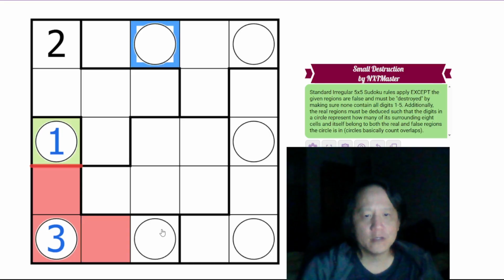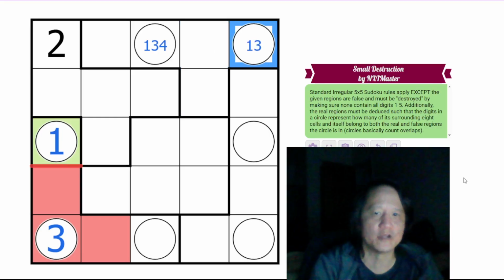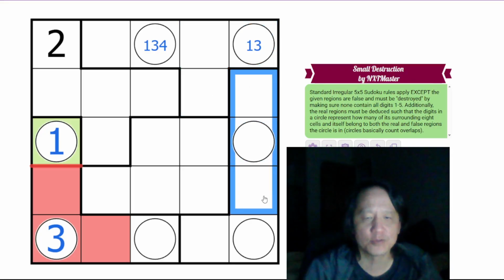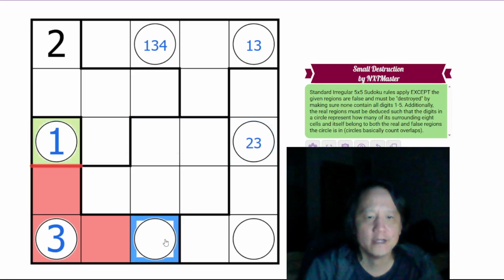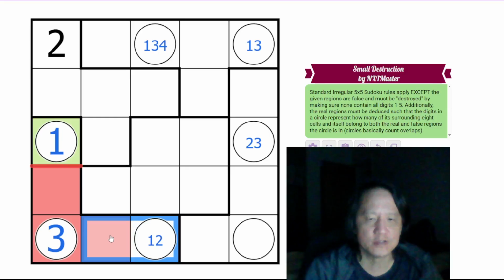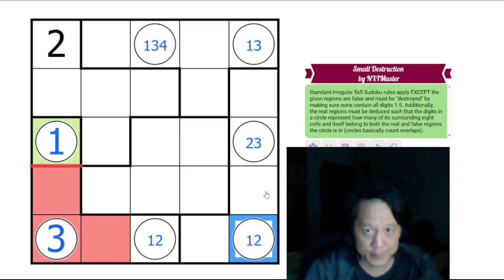This can be up to 4, so it could be 1, 3, or 4. This could be up to 3. It cannot be 2, so it's 1 or 3, because these are in the same false region. This can be up to 3. Can't be 1 because of 1 in the row, so this is 2 or 3. This can be up to 2, 1 or 2. So this is 1 or 2 here because of these 2 cells. And this can be up to 3, but it can't be 3 because of 3 in the row. So this is 1 or 2 also.